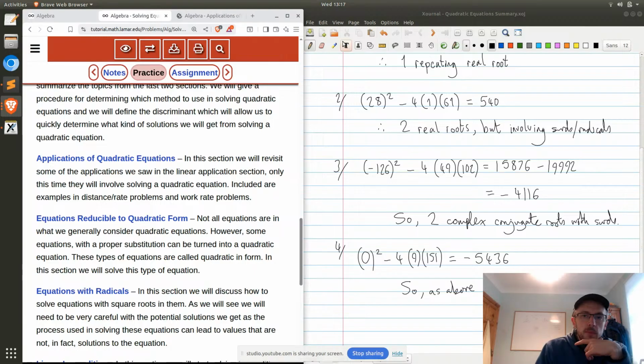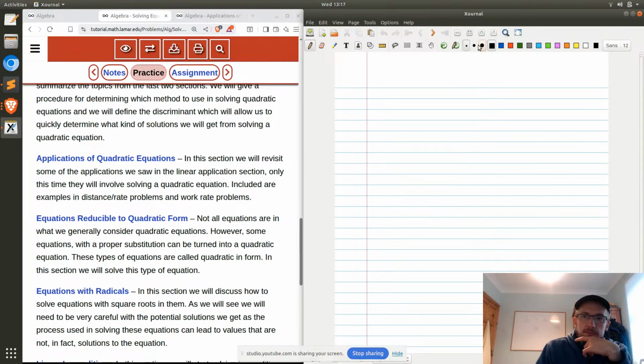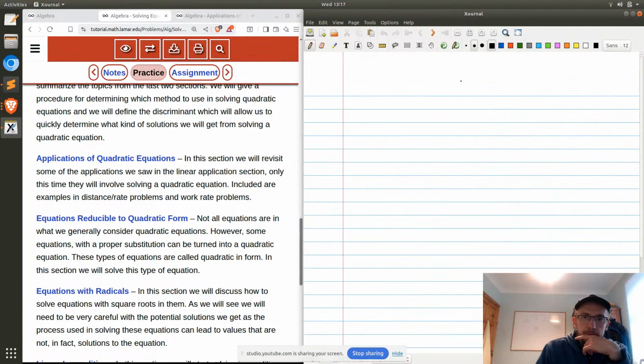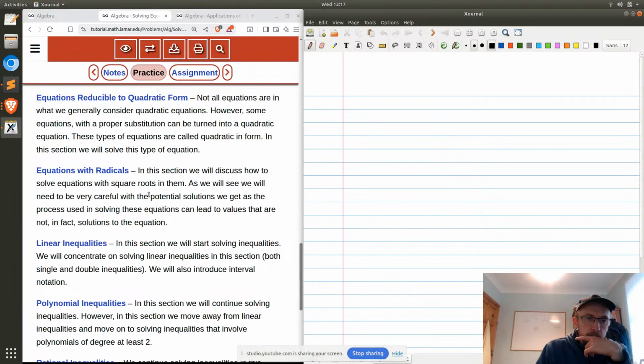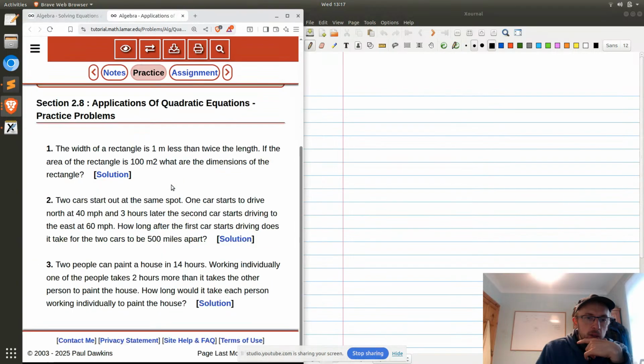Okay. And now to apply quadratic forms. Now to apply. I am unsure what this will be like, but it's time to see. Applications of quadratic equations.